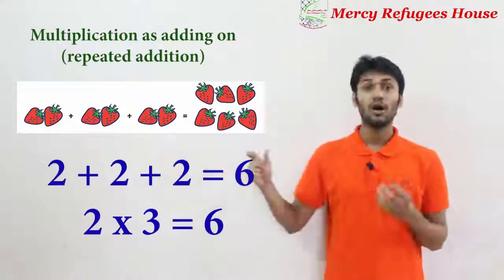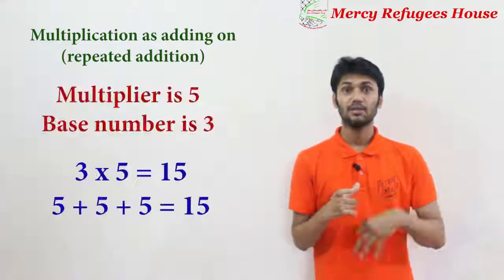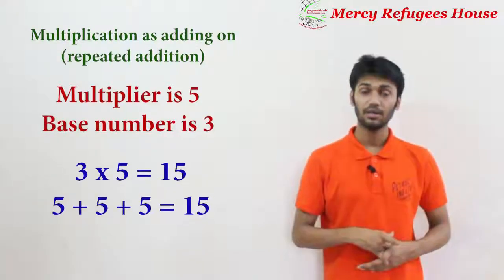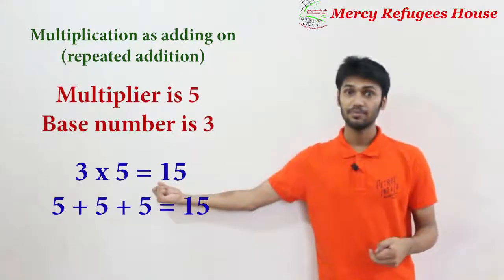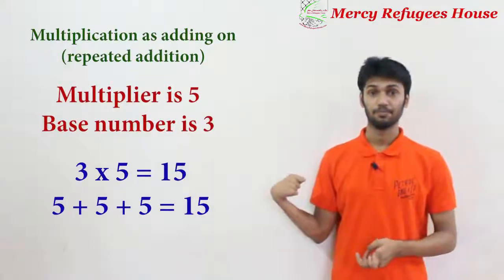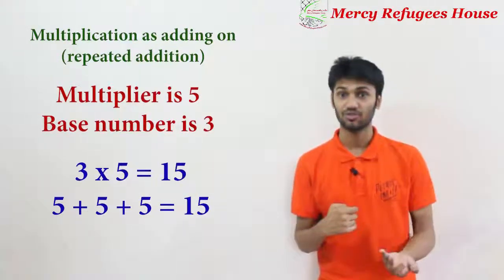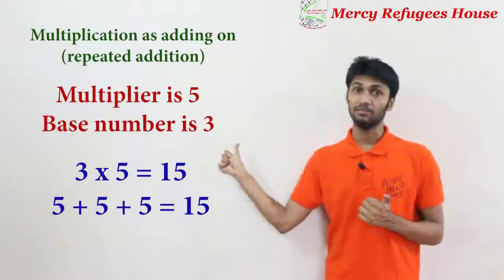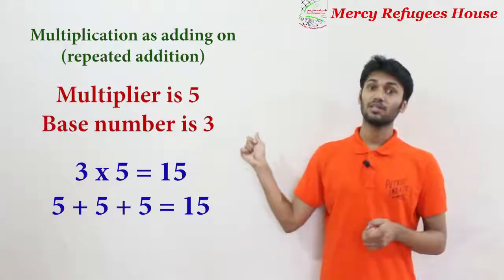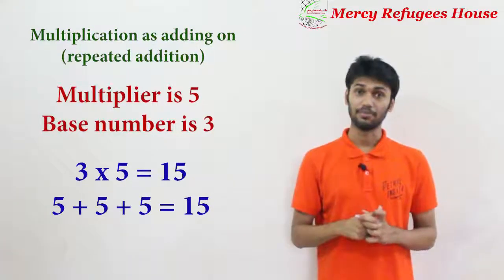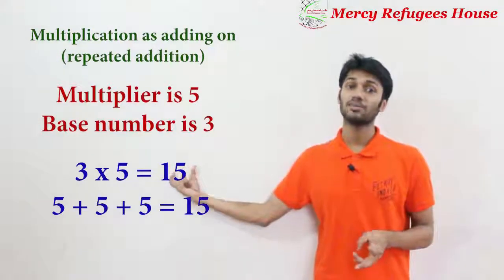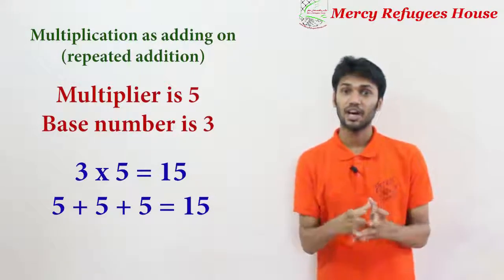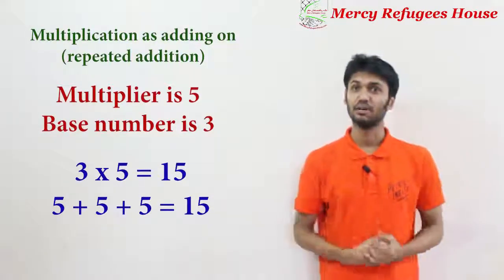That means if you are multiplying 3 times 5, your multiplier is 5 and your base number is 3. What is your multiplier? The multiplier is 5 and the base number is 3. And how could you get it? Like 5 plus 5 plus 5. That means the base number is the times. So 5 is your multiplier. You just add the multiplier as many times as your base number.